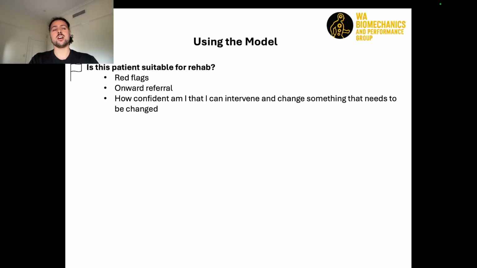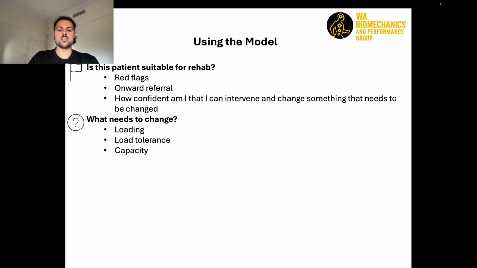Okay, so is this something that I can change? And do I think that this change is necessary for this person to get better? Because if it's not, then why are you rehabbing them? What are you trying to do? Some things that we might find, especially using this model, that are quite easy to change are someone's load profile, someone's load tolerance, or someone's capacity. They're three major things that we can try and change.